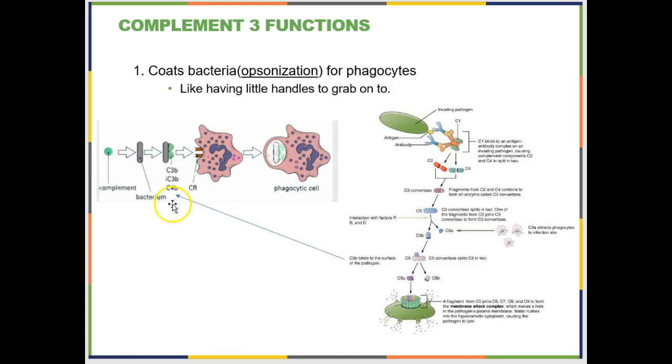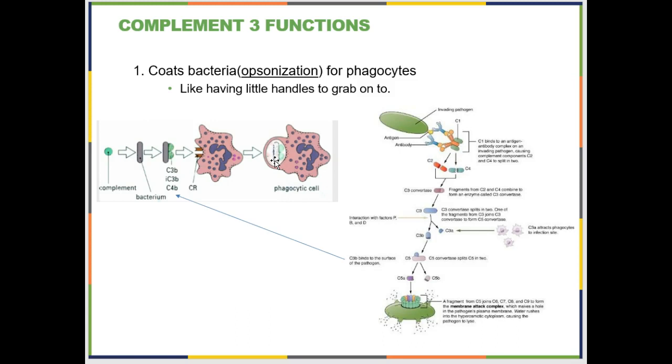C4b or C3b, don't worry about the numbers, it's a little protein fragment that is good at sticking to the surface of the bacteria. It also happens that your macrophages have receptors on their surface that like to stick to the complement. So when the complement sticks to the surface of the bacterium, it makes it easier for the macrophage to physically grab onto the bacterium and then pull the bacterium inside of it, phagocytose it, and digest it.